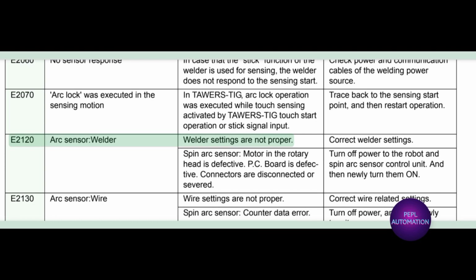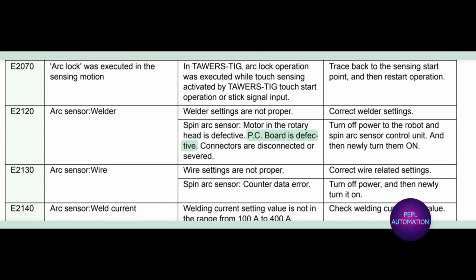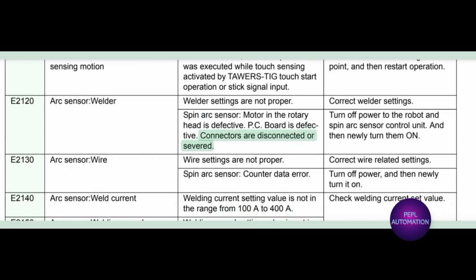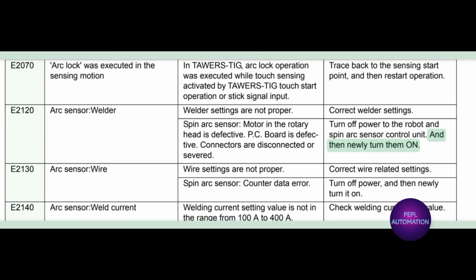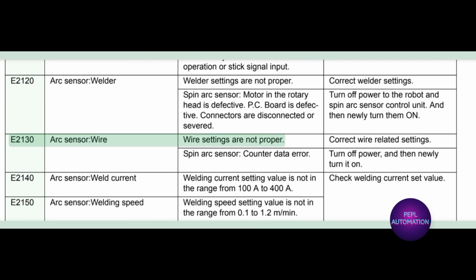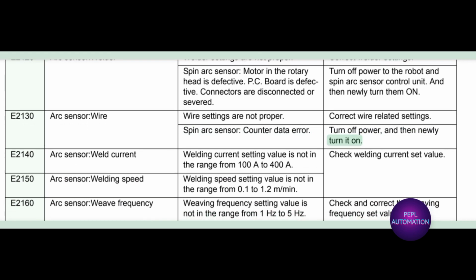E2120 Arc sensor, welder settings are not proper. Correct welder settings. Spin arc sensor: motor in the rotary head is defective, PC board is defective, connectors are disconnected or severed. Turn off power to the robot and spin arc sensor control unit, and then newly turn them on. E2130 Arc sensor, wire settings are not proper. Correct wire related settings. Spin arc sensor, counter data error. Turn off power, and then newly turn it on.